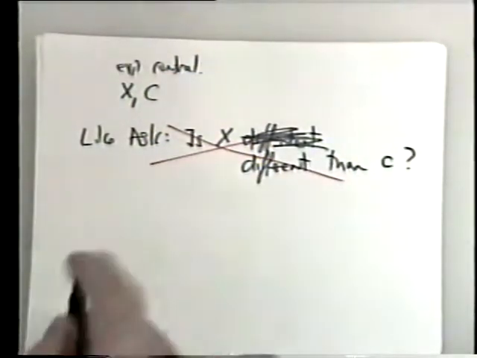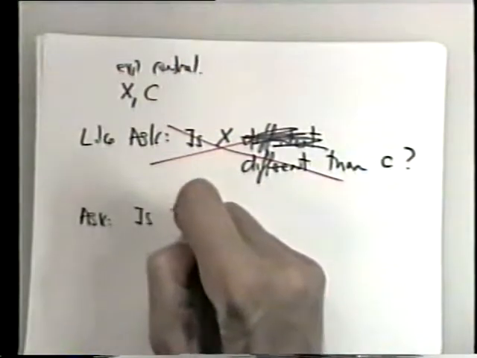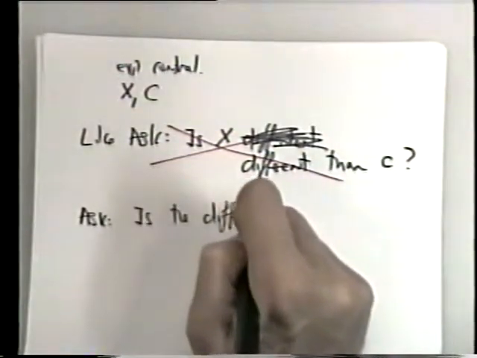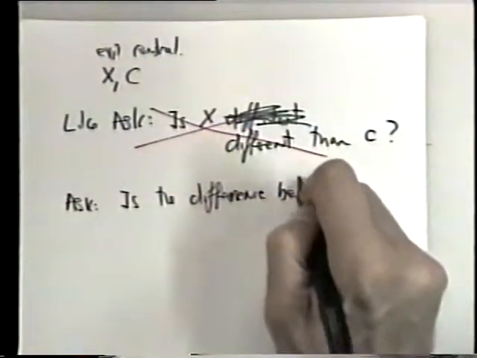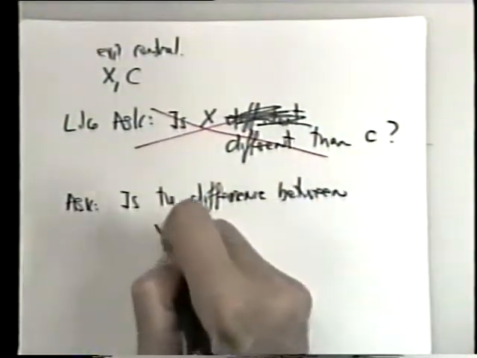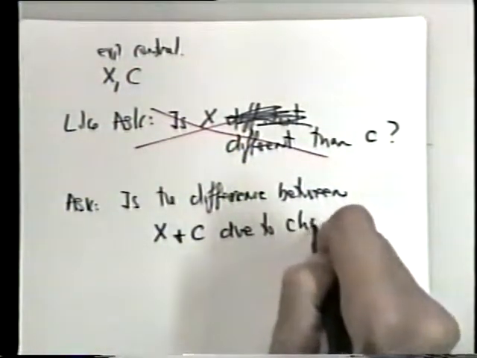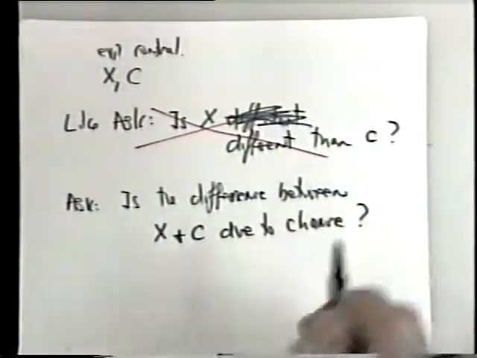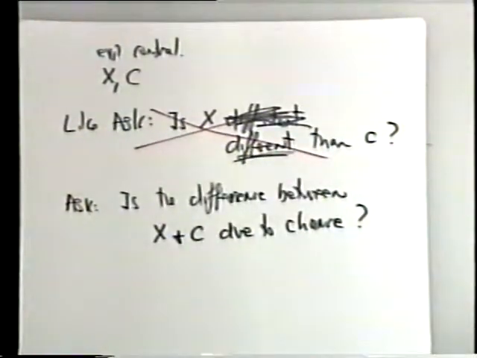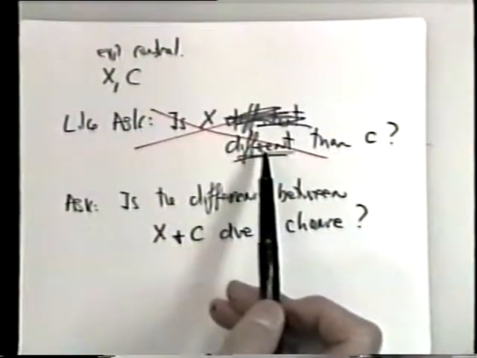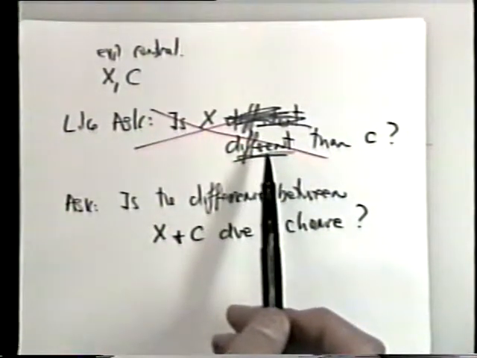The only question we can ask is: is the difference between the experiment and control due to chance? And that's the question we can ask. This one we can't ask because it's not clear what this word "different" means. That's the reason why we can't ask this first question. What does it mean to be different? That has no meaning.